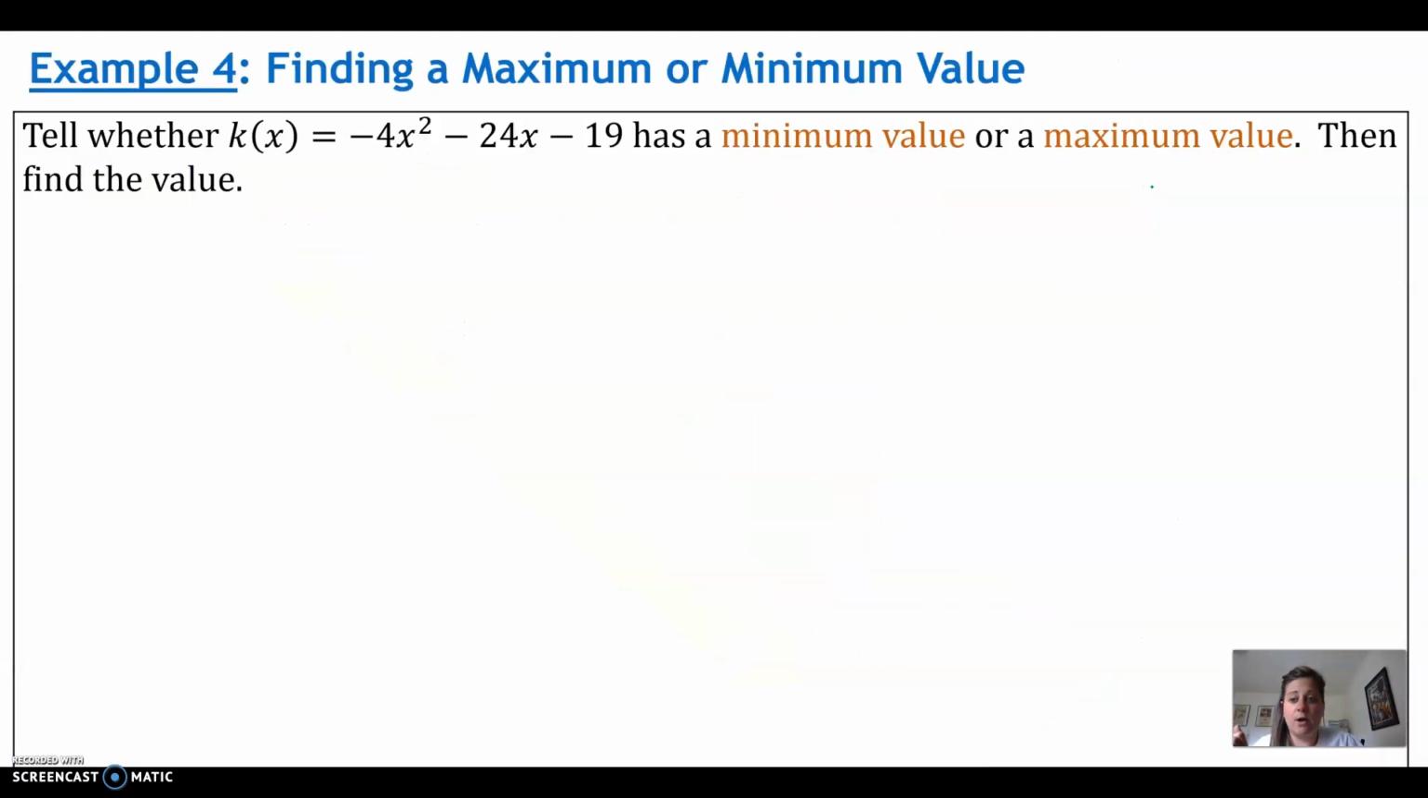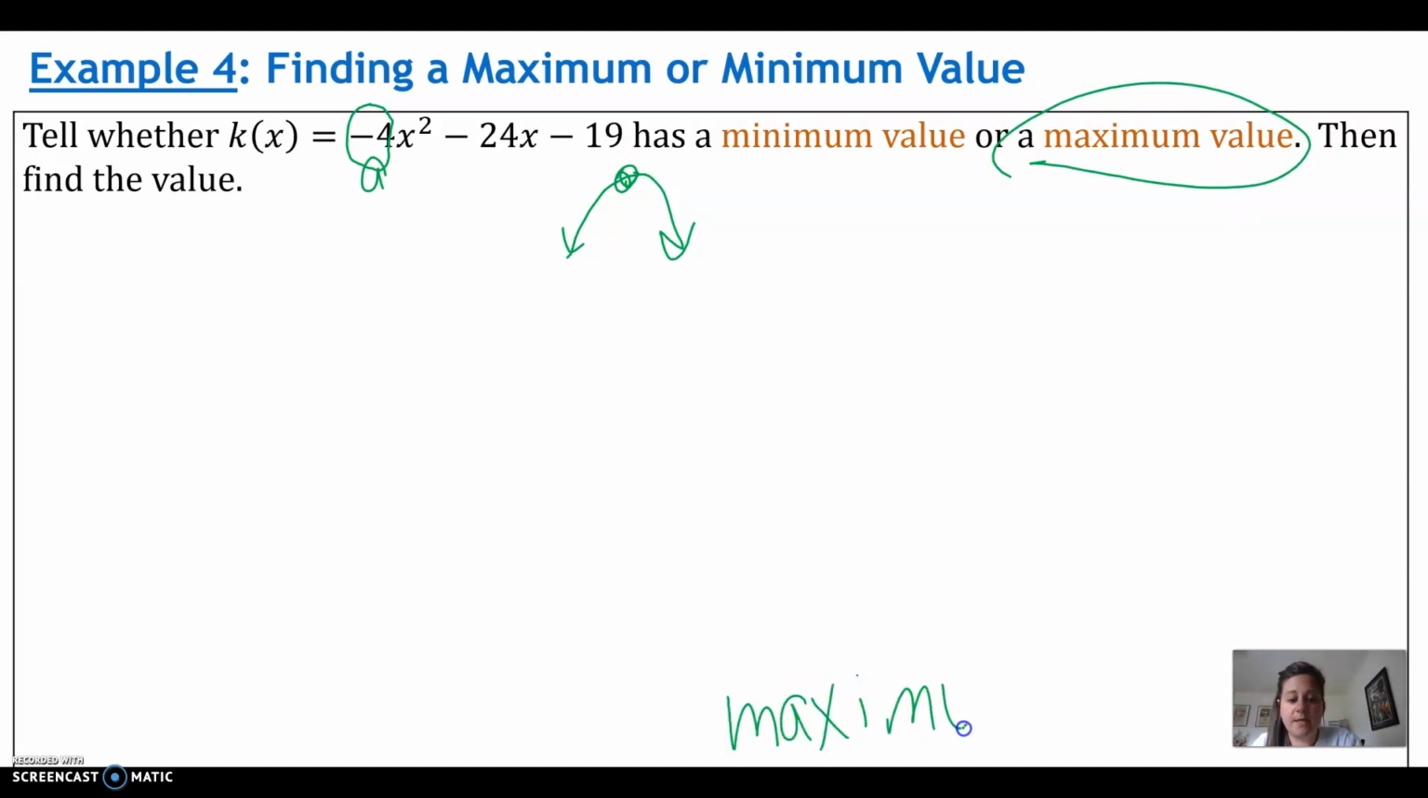Okay, so I'm going to give you this function k, and you need to tell me if it's a minimum or maximum value, and then find me the value. So the first thing you need to do is, let's think about this. A is -4, so it's going to be opening down. So your vertex is actually going to already be a maximum point. So you know that it's going to be a maximum, okay? So we're going to find our vertex after we write those numbers down.